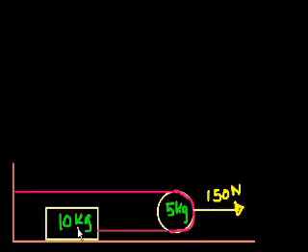But the problem also tells us that the coefficient of friction between this block and the ground is 0.4. So I could write that here. Coefficient of friction is equal to 0.4. So the question is, what happens here?